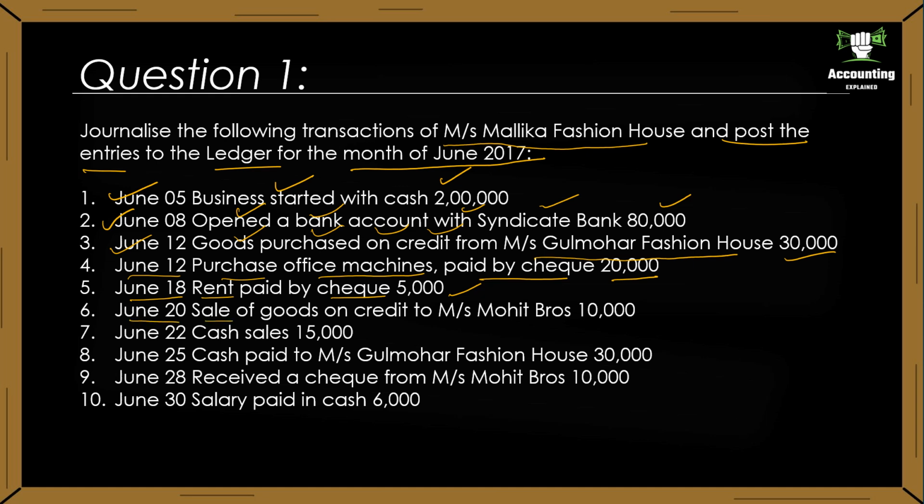June 20, sale of goods on credit to Messrs. Mohit Brothers 10,000. June 22, cash sales 15,000. June 25, cash paid to Messrs. Gulmohar Fashion House 30,000. June 28, received a check from Messrs. Mohit Brothers 10,000. June 30, salary paid in cash 6,000.